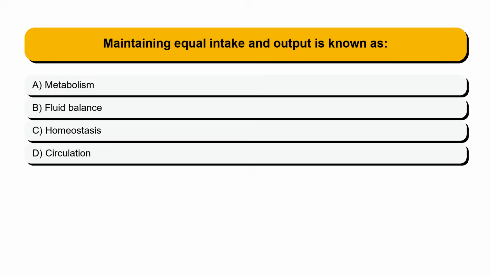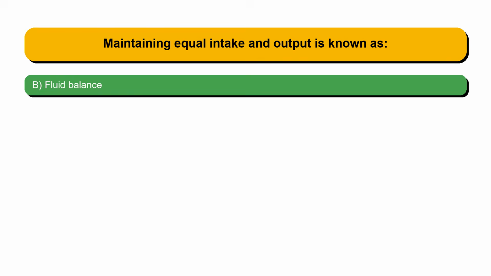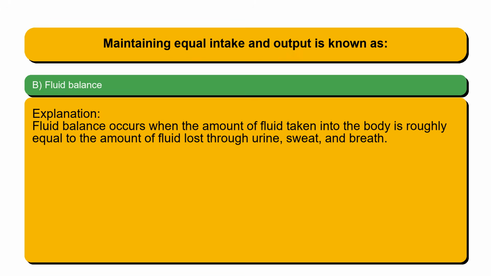Question 92. Maintaining equal intake and output is known as option A, metabolism. Option B, fluid balance. Option C, homeostasis. Option D is circulation. The correct answer is option B, fluid balance. Fluid balance occurs when the amount of fluid taken into the body is roughly equal to the amount of fluid lost through urine, sweat, and breath.